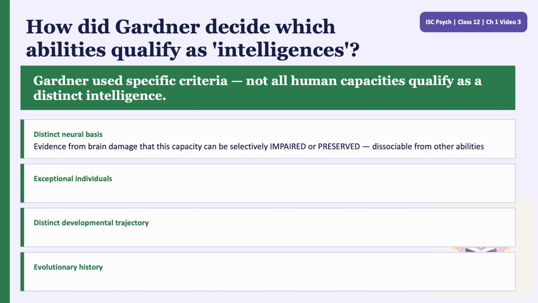Now, a fair question to ask is why these eight specifically? Gardner used a set of criteria to determine whether a human capacity qualifies as a distinct intelligence rather than a skill or a talent. The most important criteria include a distinct neural basis, evidence from brain damage studies showing that this capacity can be selectively impaired or preserved, the existence of exceptional individuals, people who show outstanding ability in this domain or who show isolated preservation of it, and a distinct developmental trajectory.